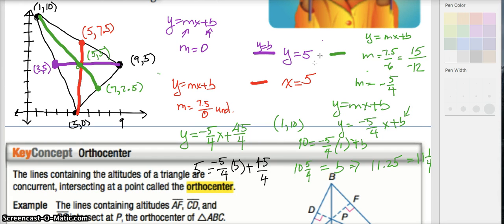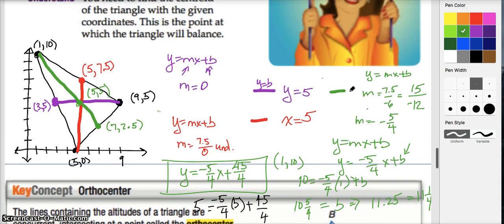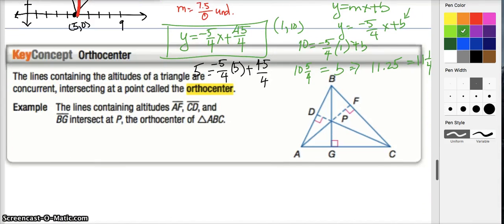So in this case, I really just wanted to go through finding the equation of a line given 2 points, because it's something that's going to come up again. All right? Thank you guys for going through that with me. I just thought it was important.